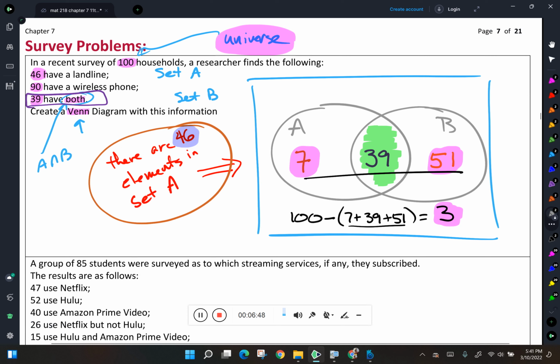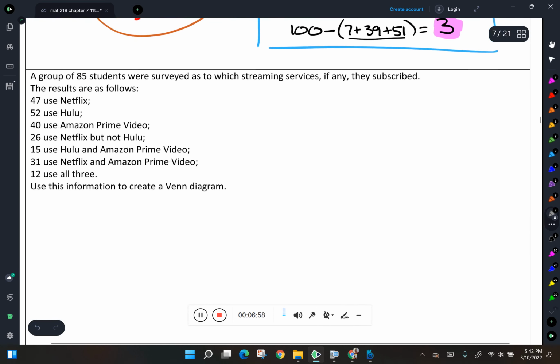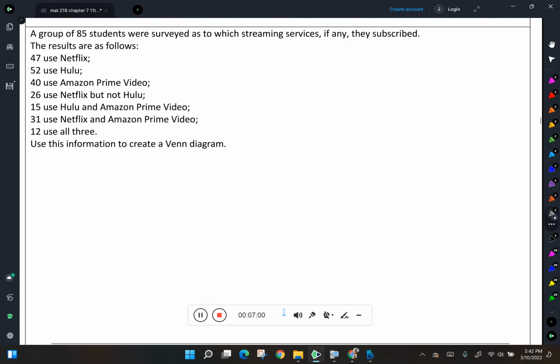This is referred to as a survey problem because usually we gather our data from some sort of a survey. Okay. This was a 2-set Venn diagram survey problem. This one is going to be a 3-set Venn diagram survey problem. Okay. All right.